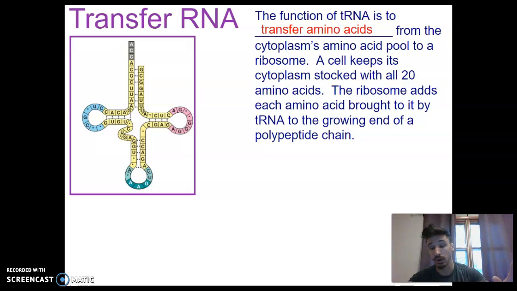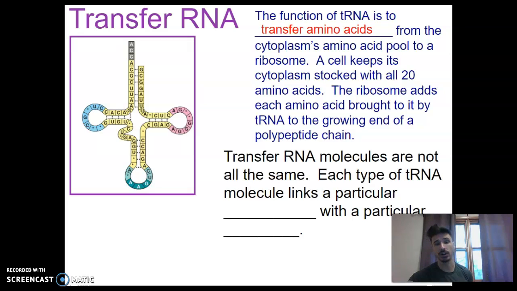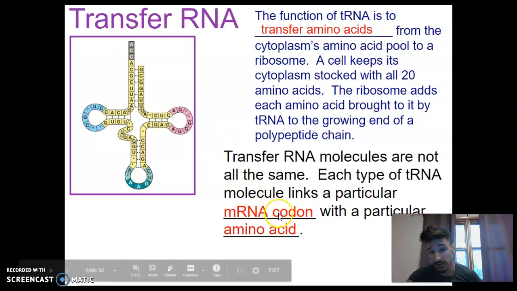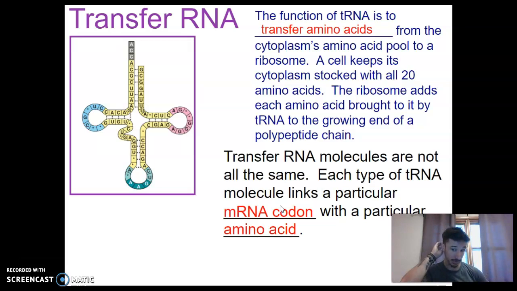The cell always has all 20 amino acids floating around somewhere in its cytoplasm, and millions of copies of these 20 as well. So the transfer RNA molecules are not all the same. Each type of tRNA molecule links to a particular mRNA codon with a particular amino acid. So the mRNA codon, on your codon chart that we used before break, codons translate directly to amino acids. That's why the outermost ring on your circular codon chart just has words. Those are the amino acids.